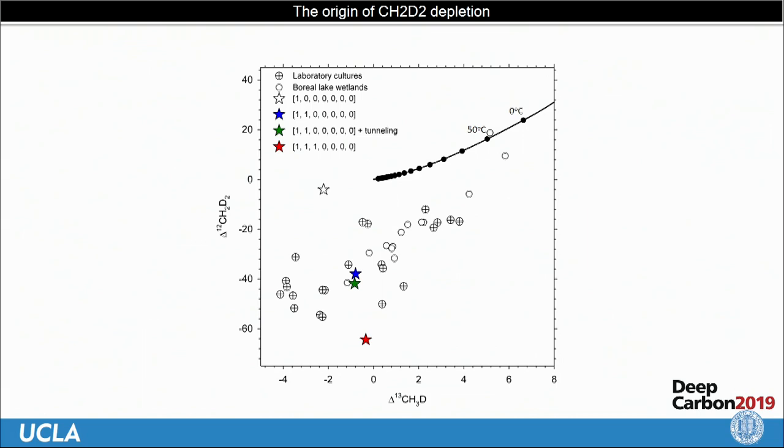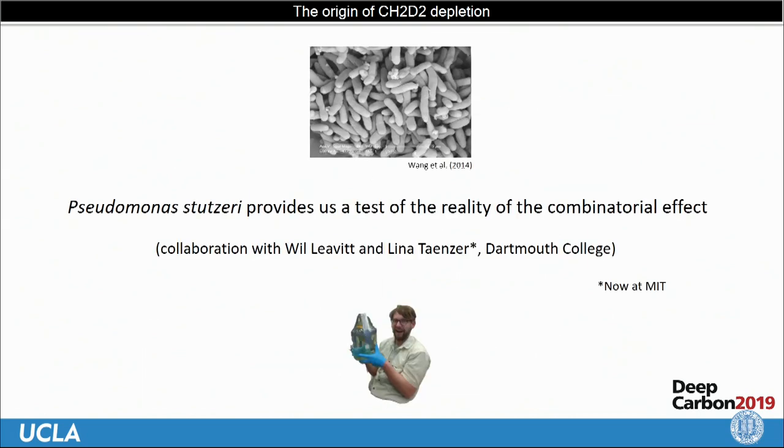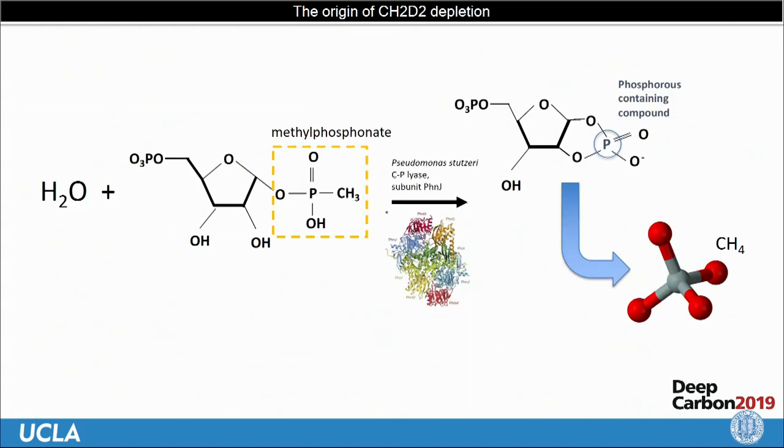Now, this is just theory, really, but we had the good fortune of pairing up with the Dartmouth group. Will Leavitt and his student Lena Tenzer came to visit the lab, and they had a vehicle for testing this idea. It wasn't actually the original thought, but it turned into this. That is, if we take this P. stutzeri organism, which takes hydrogen from water and takes hydrogen from a pre-existing methyl group, CH3, these organisms break the methyl phosphonate, take the methyl, and add one hydrogen to it from the water. Now you have a mixed reservoir, okay?